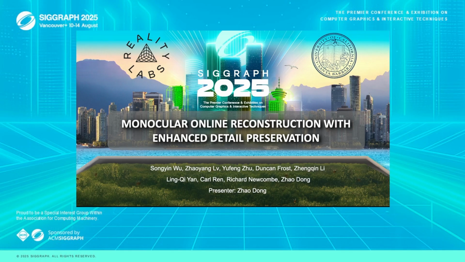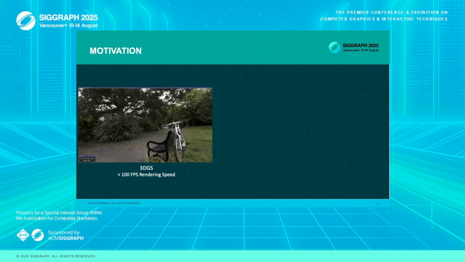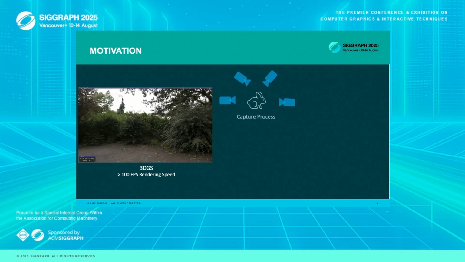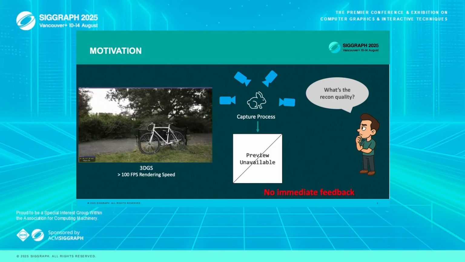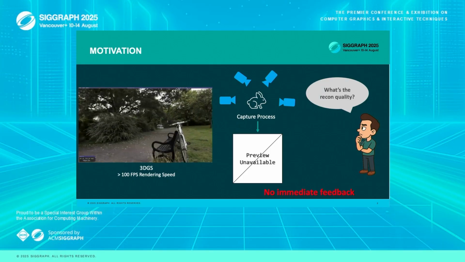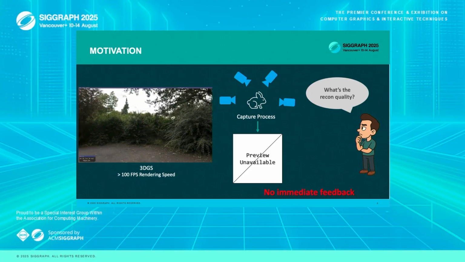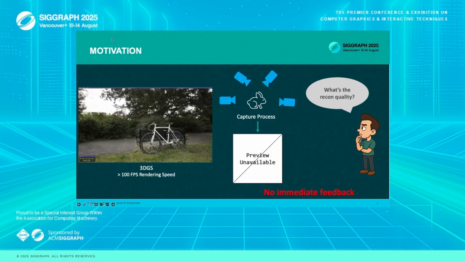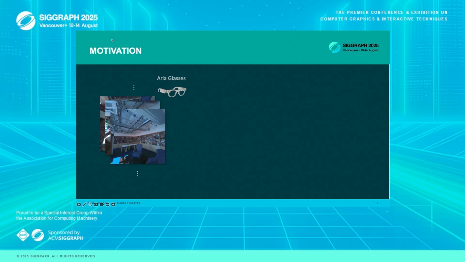Okay, let's get started. We all know 3D can render at over 100 FPS, which is great for interactivity. But today's capture flows are still offline, right? There's no immediate feedback to guide the capture decisions. For example, you don't know whether you need to rescan some region until after you see your reconstruction results, right? People think an online monocular pipeline could help with this, but there's a catch.